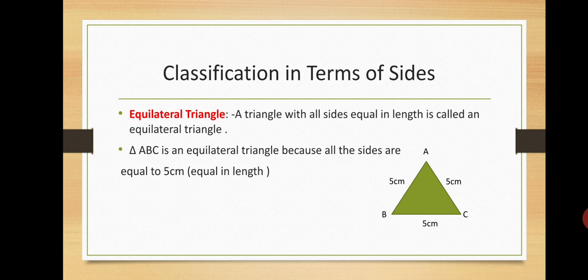If we look at this figure, in triangle ABC, AB is 5 centimeter, AC is also 5 centimeter and BC is also 5 centimeter. This means the lengths of all the sides are equal. This means this type of triangle is an equilateral triangle.